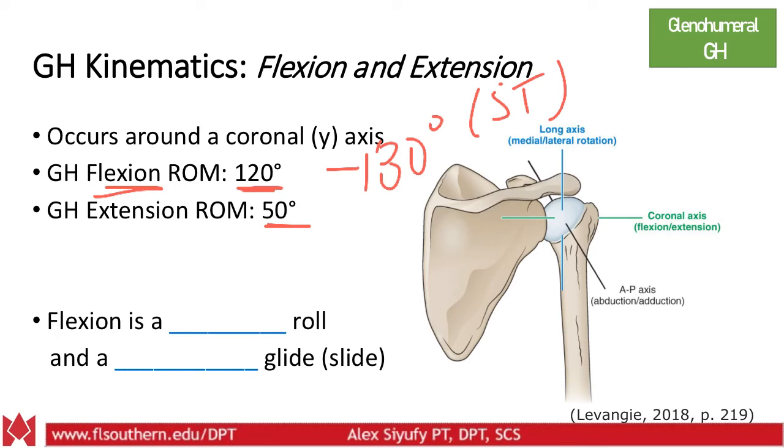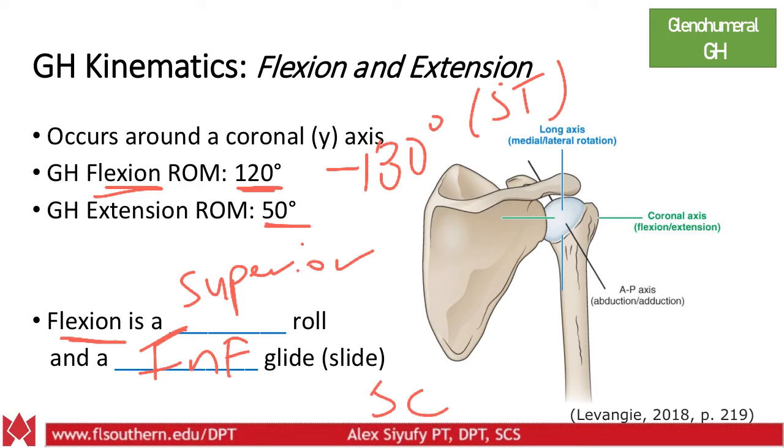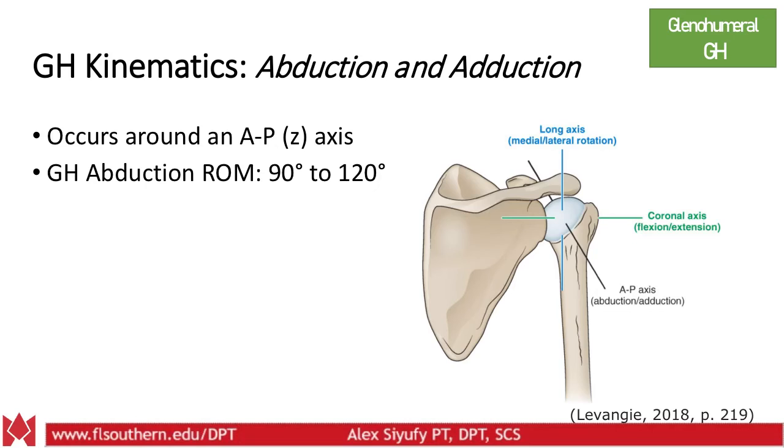In terms of the arthrokinematics, flexion here is going to be a superior roll, and that's going to be partnered or coupled with an inferior glide. So that's similar to the SC joint. So abduction, similar in terms of the roll and the glide. With flexion, it's going to be superior for the shaft of the humerus for the roll, and then the humeral head is going to be doing an inferior glide.